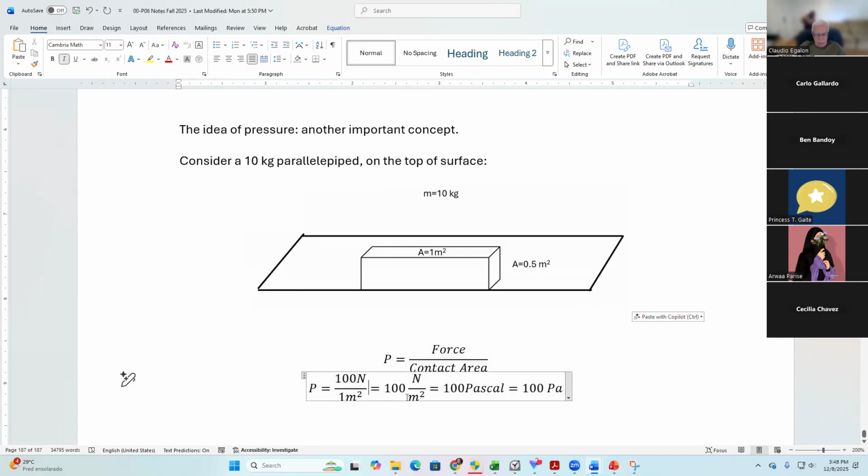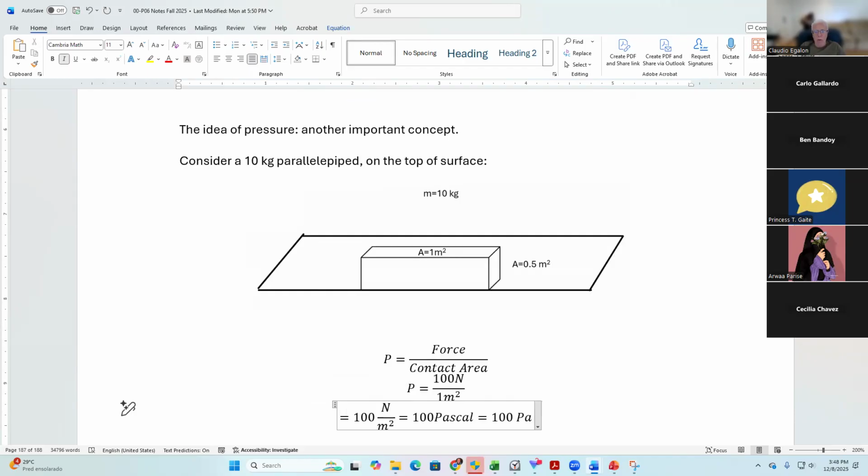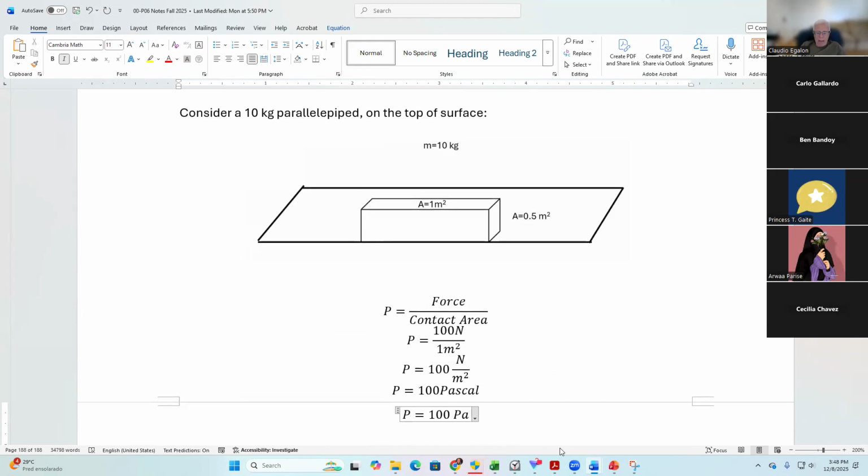And how is the pressure defined? It is going to be the force divided by the contact area. In this specific case, it is 100 newtons per meter squared, okay? Or 100 Pascal. That's the SI unit for pressure, the Pascal. It depends on the contact area, okay? It's the contact area here.